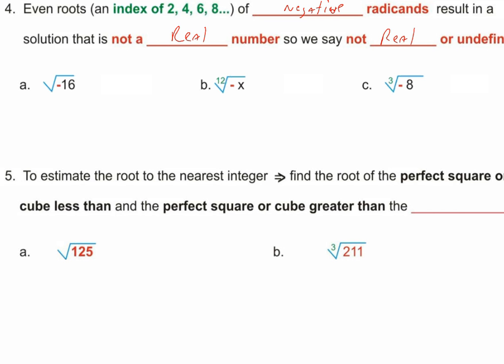The answer is no, because a positive 4 times a positive 4 is a positive 16, not a negative 16. So positive 4 doesn't work. And a negative 4 times a negative 4 is a positive 16, and that's not a negative 16 either. And some students say, well, multiply a positive 4 times a negative 4. Well, you can't do that, because that's not the number times itself.